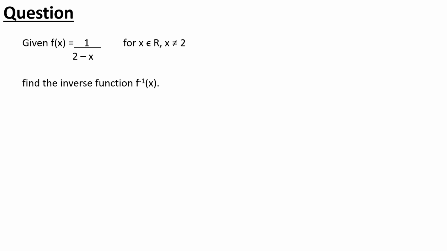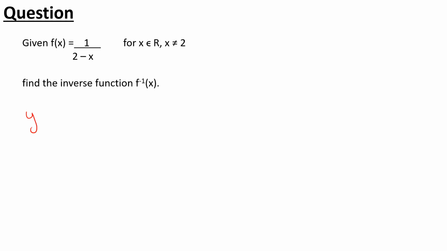So here's a question for you to have a go at. Got a function there, f of x, which is 1 over 2 minus x. And the domain is that x is any real number that cannot equal 2. And I want you to find the inverse. So pause the PowerPoint. See if you can find that inverse function. So I'm going to go through the answer now to that one. So if you haven't had a chance to try it yet, please stop the PowerPoint now and have a go at it.